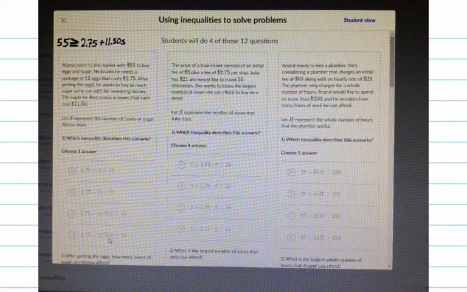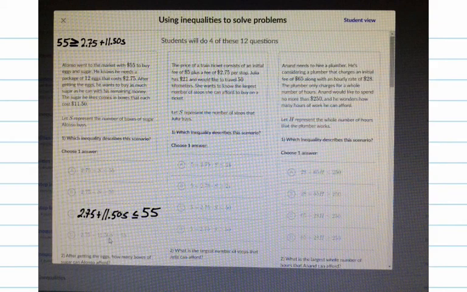Which inequality describes this scenario? Alright, again, those are kind of hard to see. Looks like C. Letter C down here is 2.75 plus 11.50s. So again, that's what we spend at the grocery store. That needs to be less than or equal to 55. So we just have to set it up.